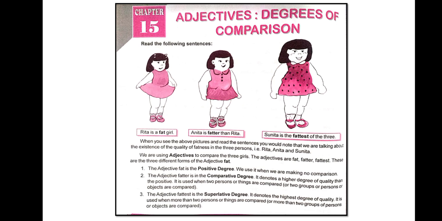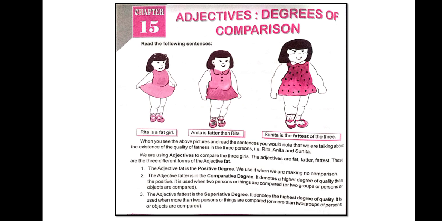Now here first we have three pictures and three sentences for each of them. So first we will read these sentences. In the first picture you have here, Rita is a fat girl. Anita is fatter than Rita. And in the last one, Sunita is the fattest of the three.